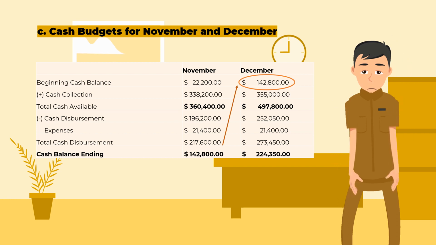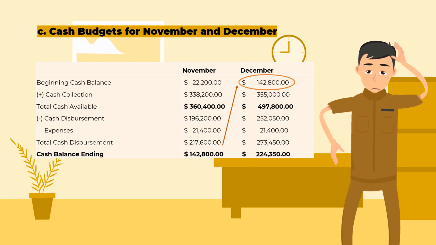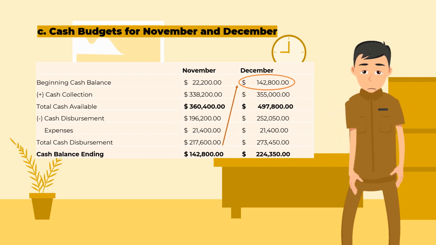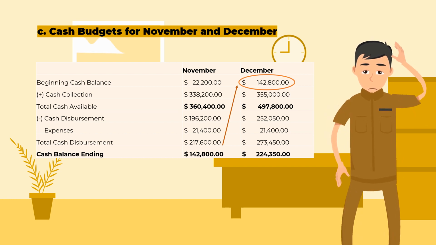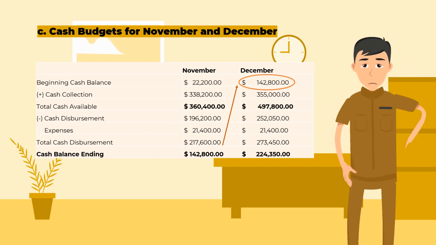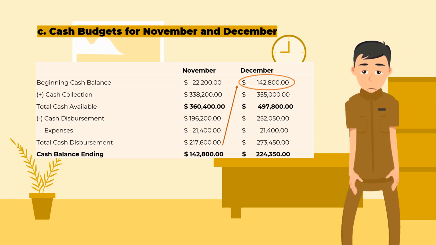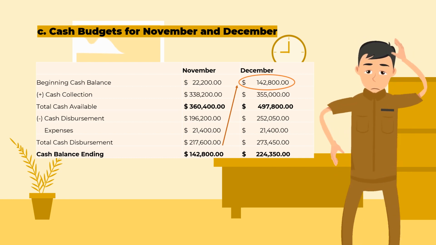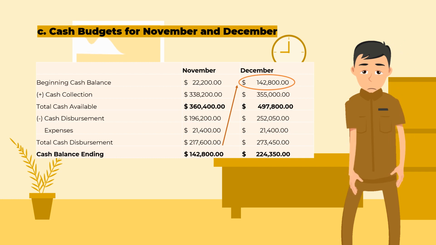So the first is beginning cash balance. For the beginning cash balance, just take it from the balance sheet, which is from the cash of 31 October, 22,200, and just add it with the cash collection, which we have calculated from the previous slide, which is 338,200, and we can get the total cash available, which is 260,400.